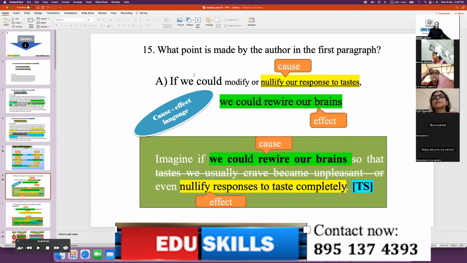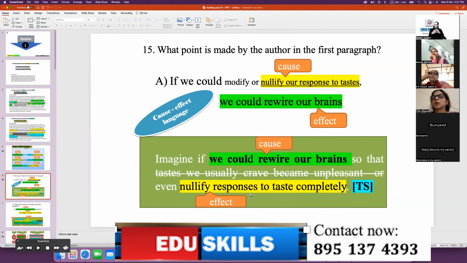Okay, here you see, once I have taken this one about the prosthetic brain, and there the first sentence was: imagine if we could rewire our brains so that states we really crave become unpleasant or nullify responses to taste completely. What point is made by the author in the first paragraph? First option was, if we could modify or nullify our responses to taste, we could rewire our brains. See, if we could rewire our brains, we could nullify the taste, is what the text is saying.